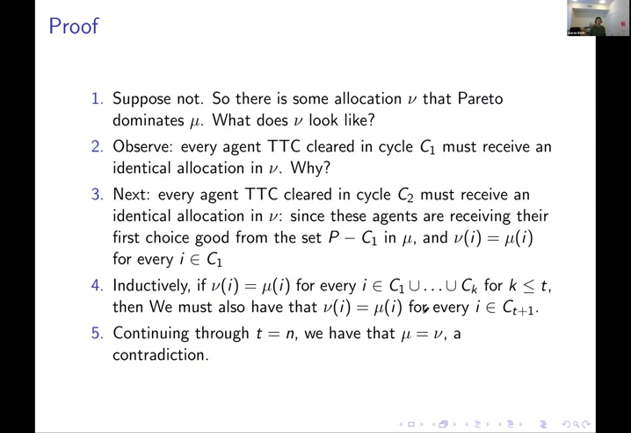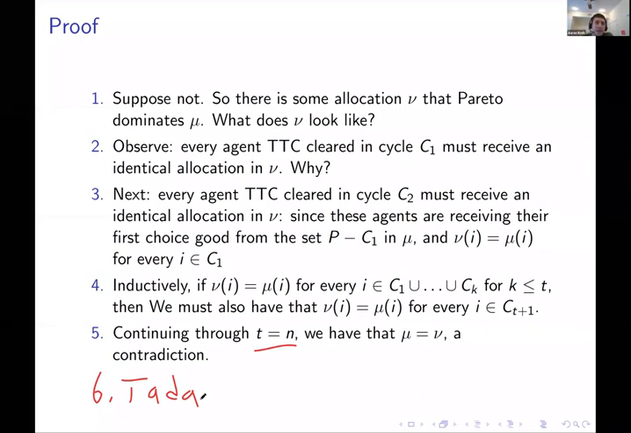And so we have a base case for our induction, we have an inductive case, just continuing this logic through n steps of induction. We established that mu and nu have to be exactly the same allocation. And so that's a contradiction, because the claim was that nu Pareto dominated mu, and it doesn't. Okay, I try to write ta-da instead of QED at the end of these things, but I forgot on this slide. So that's the proof. Does that make sense?